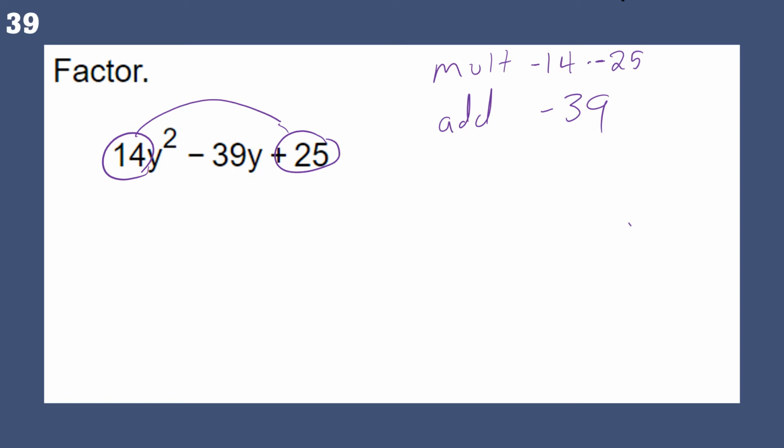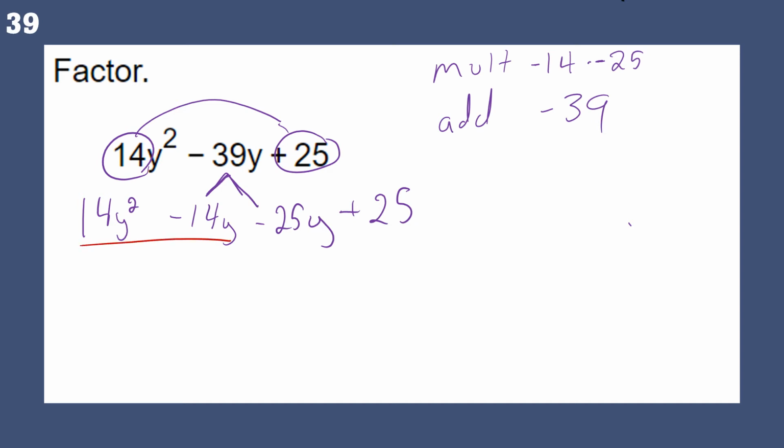So the next thing I do is use the split the middle term method for factoring. I take the middle term and keep the other parts the same, but I split it. So rather than writing negative 39, I use my two special numbers, negative 14y and then negative 25y. I know I still have negative 39y, I've just split it into two pieces. I pull down 14y squared at the beginning and 25 at the end. From here, I have four things, and I'm going to factor by grouping.